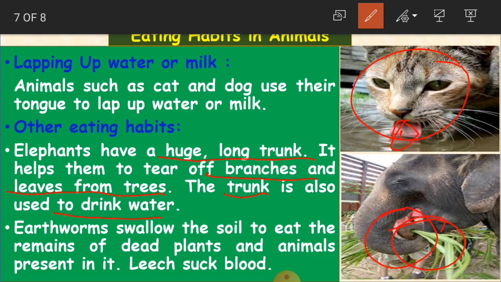Clear, children? And now here, earthworms which are in the soil, how do they eat and what do they eat? They swallow the dead plants and animals which are there in the soil. Because they live in the soil, whatever dead organisms are there in the soil, they swallow, just like a frog. And leech is another type of animal which sucks the blood as food. Leech just sucks the blood.